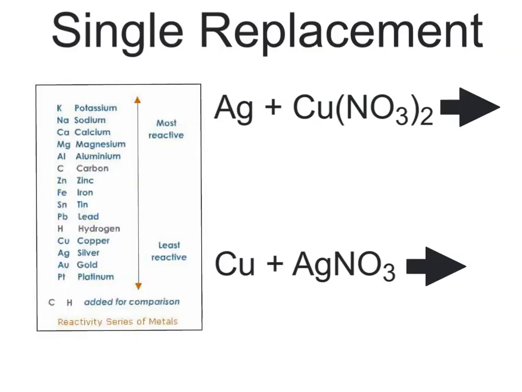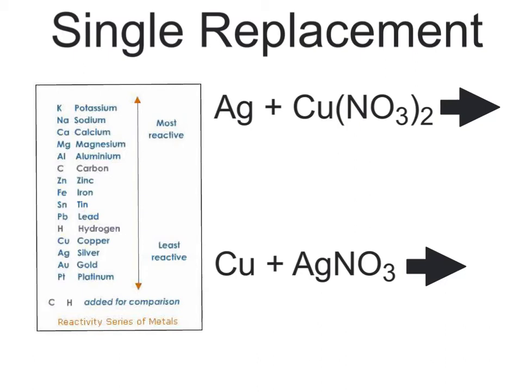Single replacement reactions are the most complicated ones to predict products for, and that's because we have to use this reactivity series of metals. The rule is that the single element has to be higher or more reactive than the element in the compound that it's replacing.